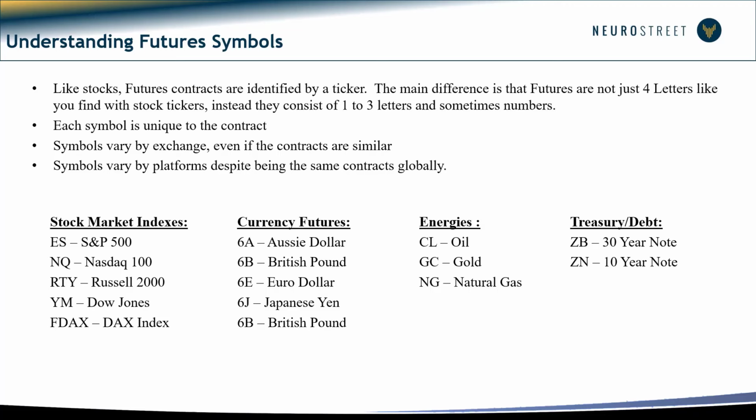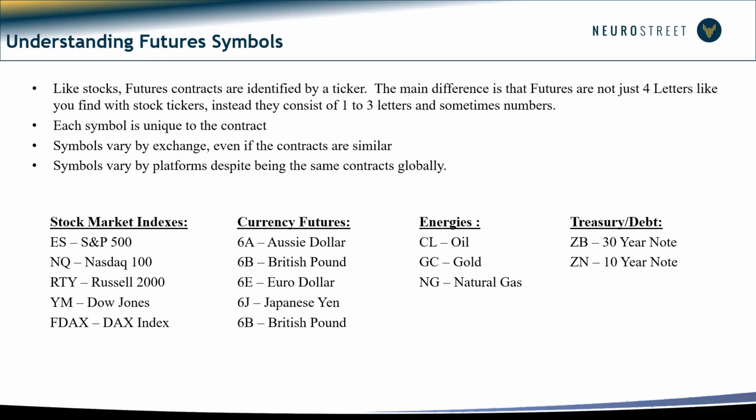So first things first, let's talk about the symbols. Like the stock market, futures are identified by a ticker, right? The main difference is that futures are not just 4 letters like you would see in the stock market. Instead, they actually consist of 1 to 3 letters, and sometimes with numbers, right? And each symbol is unique to the contract.